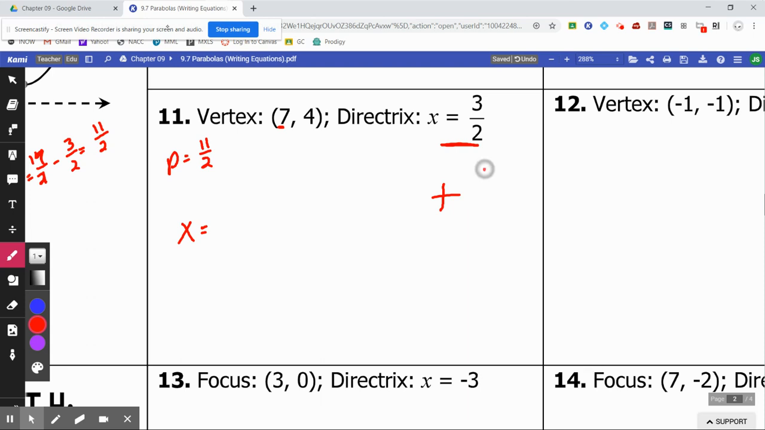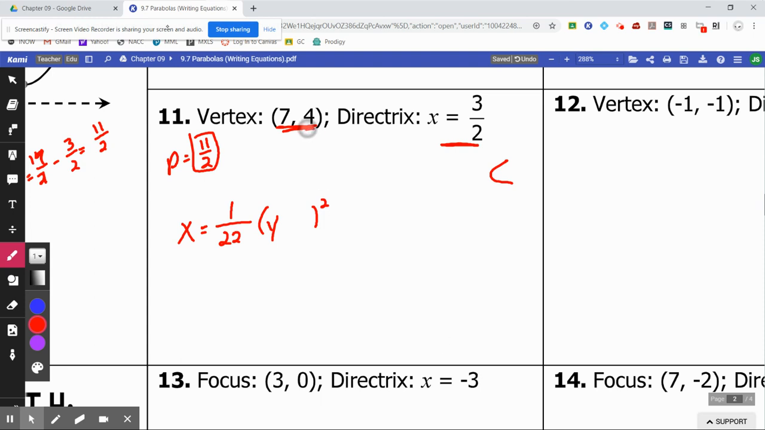Go right 7, go up 4, that's somewhere up here. X equals 3/2 is over here, so therefore, obviously, if this is my vertex, my focus will be over here, so we're opening to the right in this case. Since we're opening to the right, we're going to have a positive 1 over 4p value, so it'll be 1 over 4 times this, which would be 22, and it does need to be positive to open to the right.